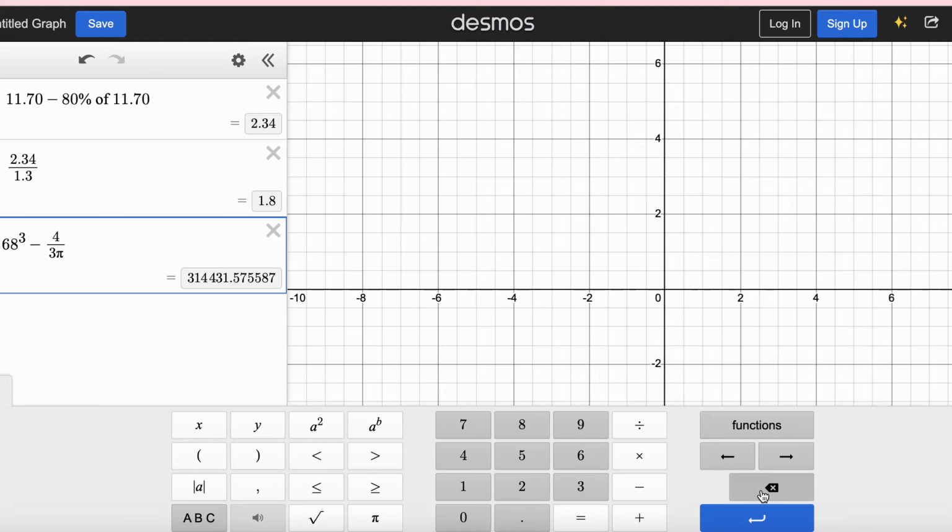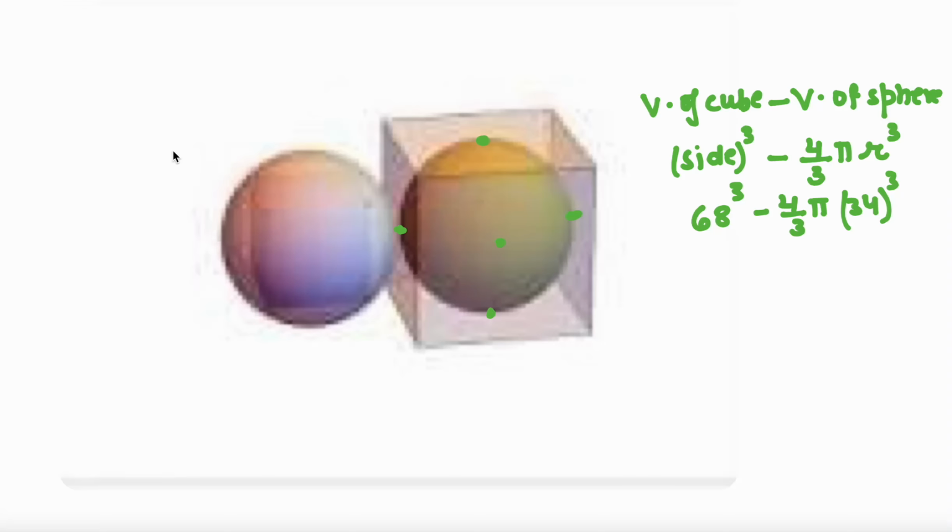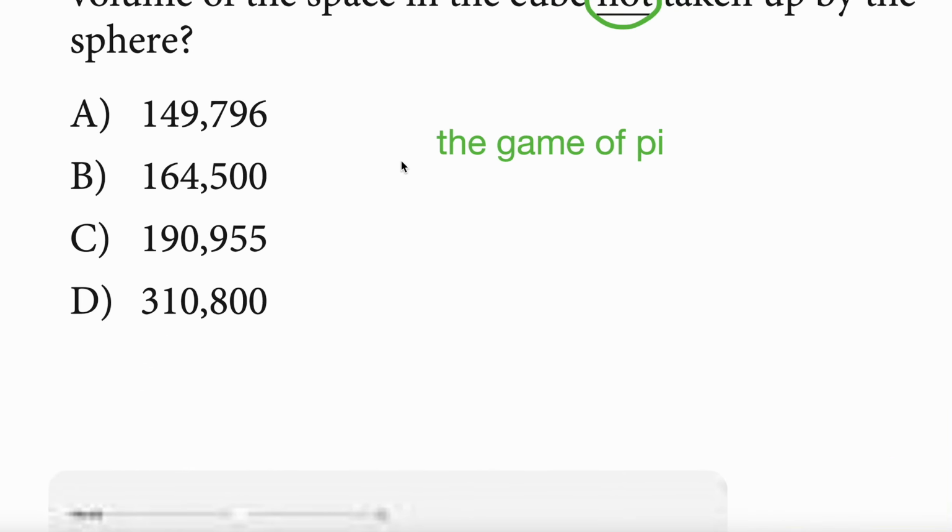If I press pi, it will go with the 3. No, we don't want that. We need pi in the multiplication. So press this arrow, pi, and what is the radius? 34 cubed. So 149795. And if you round it off, that will be 796. So that is 149796.